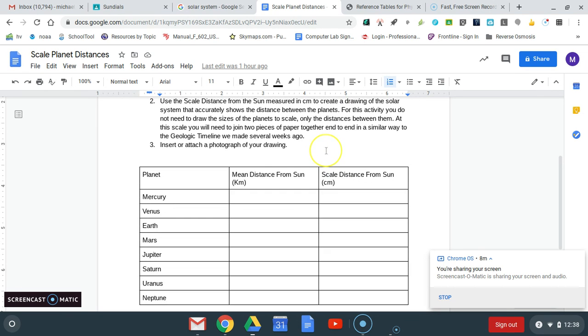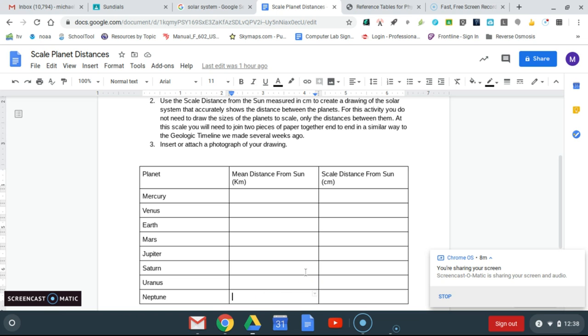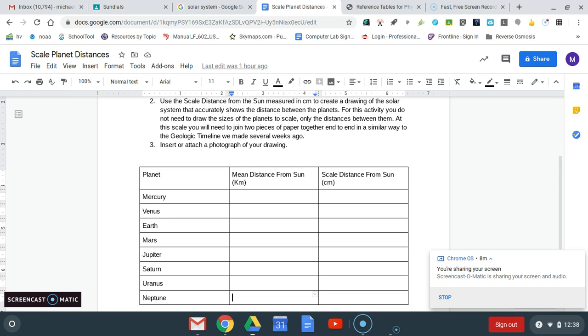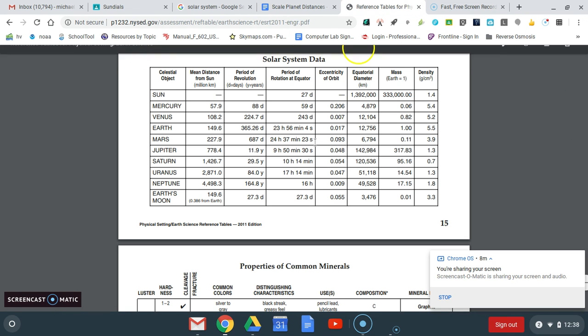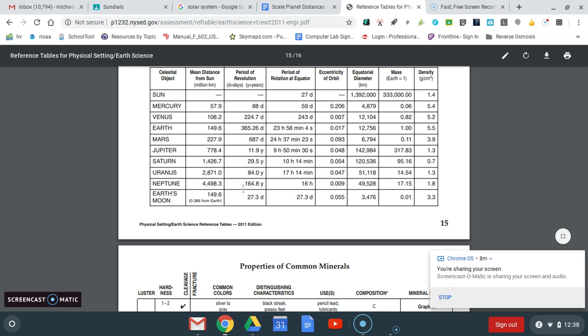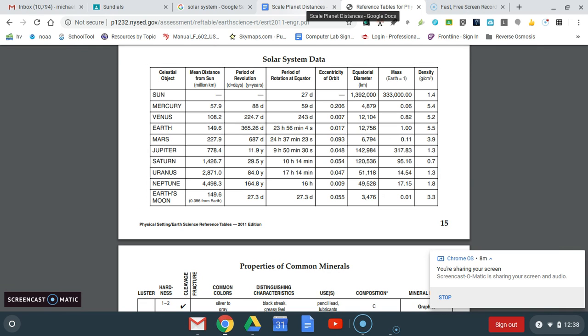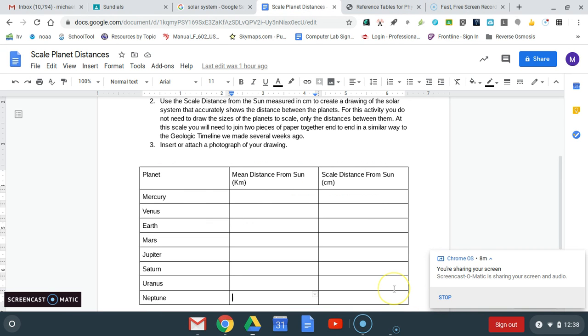Now, to do this, if we look at Neptune, when we work it out, it is quite far from the sun. And maybe we'll do Neptune together. 498.3. But we have to convert that into millions of kilometers. So we can't just leave that as is. You know, and I worked all this out on a piece of paper. Let me get it here.